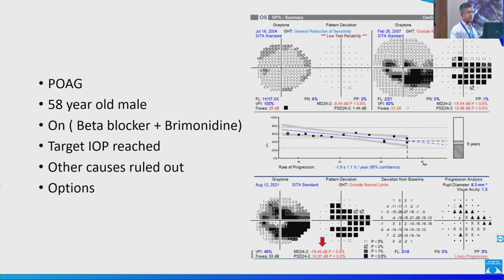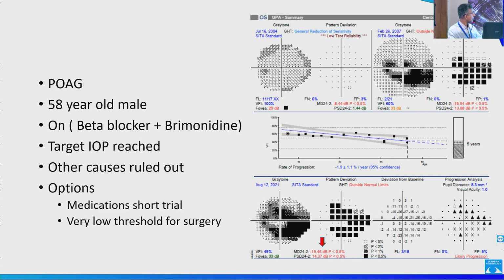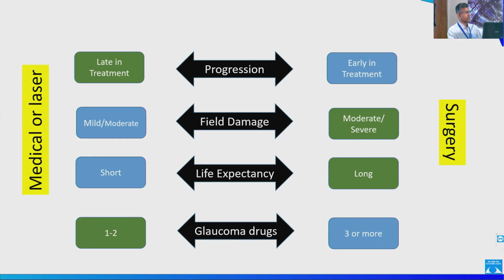This is another 58-year-old, a similar situation on 2 drugs, target IOP reached. Medications, I would consider a very short trial only here because the defects are close to fixation. Because the field damage is moderate to severe, you might just try escalating one medication, see whether you can get something done, otherwise just go in for a surgical intervention on him.